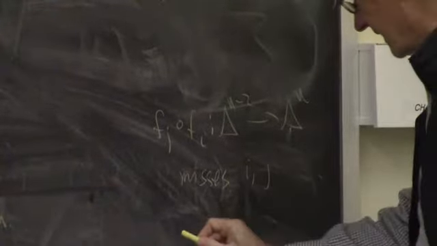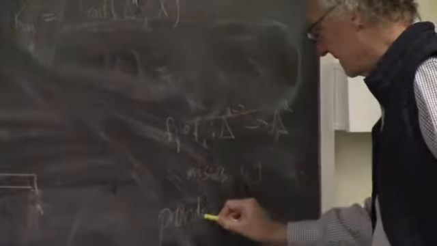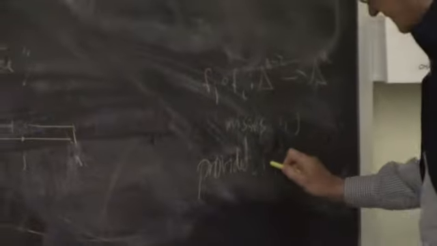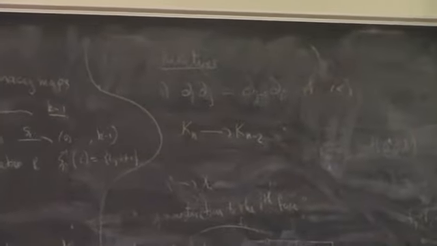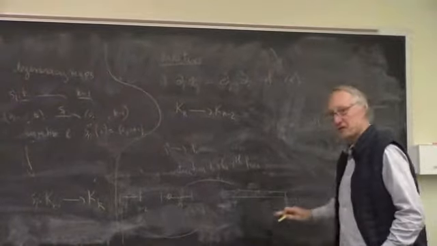This is provided i is less than j. And so contravariantly, that's boundary j, boundary i, which would be restriction to this codimension 2 face.